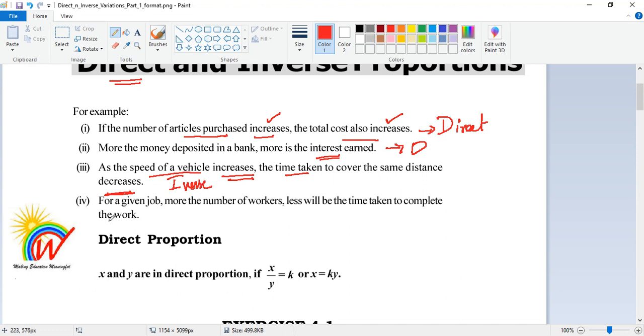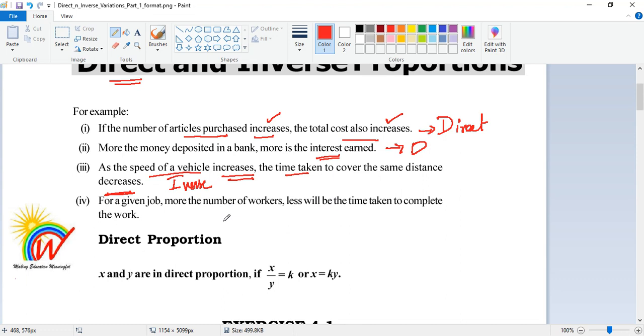Now you look at the next one. For a given job, the more the number of workers, the less will be the time taken to complete the work. So let me say that I'm giving some project work to the whole class. If I give one particular project to everybody, everyone will do a little bit of it, like one will do drawing, the other one will be doing the sticking work or whatever it is. Okay. So when more people are involved in that project, the project will get over quickly, right? If only one student does the whole thing, it's going to take a long time.